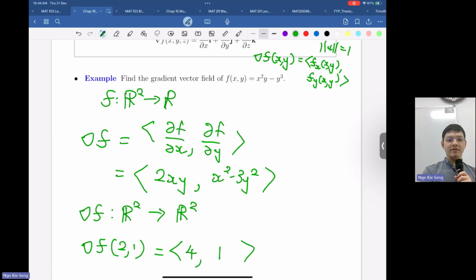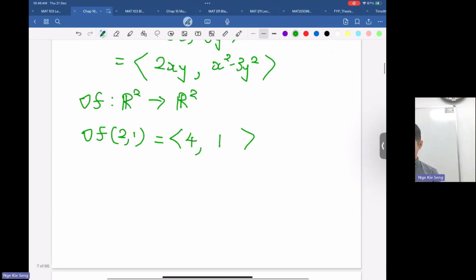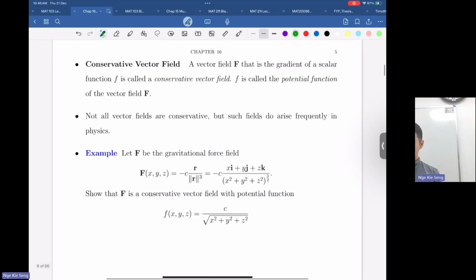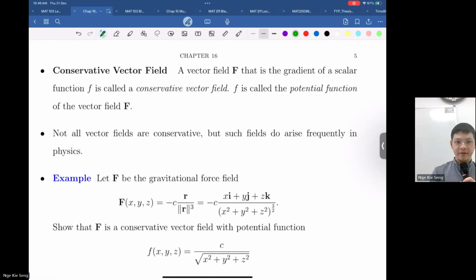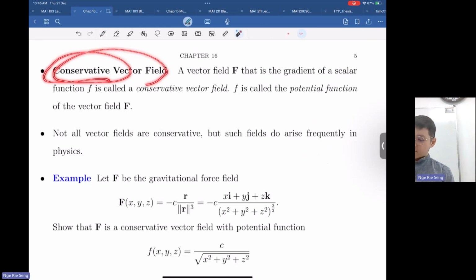Amazing. This is just a language yet. We haven't introduced much property. So one property we want to introduce is a conservative vector field. Okay, what does it mean by a conservative vector field? So a vector field. So you see, how do you start?